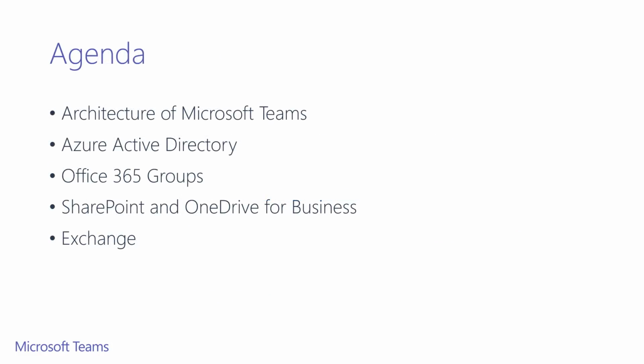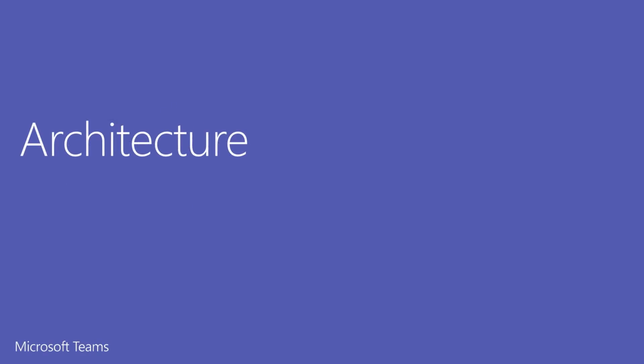In this training, we're going to cover a number of core areas that serve as foundational components to Microsoft Teams. This includes starting with the base architecture of Microsoft Teams, and then moving on to look at Azure Active Directory, Office 365 Groups, SharePoint, OneDrive for Business, and Exchange. Let's begin with the architecture of Microsoft Teams.